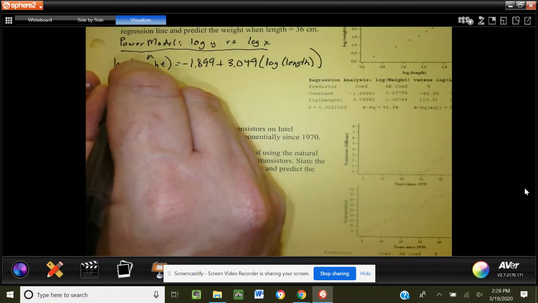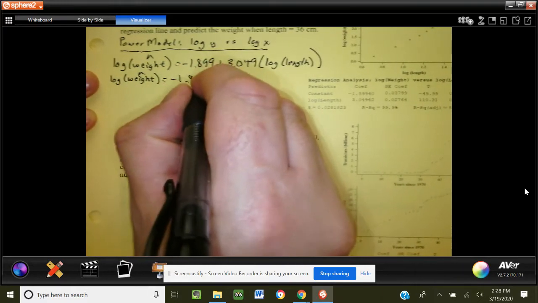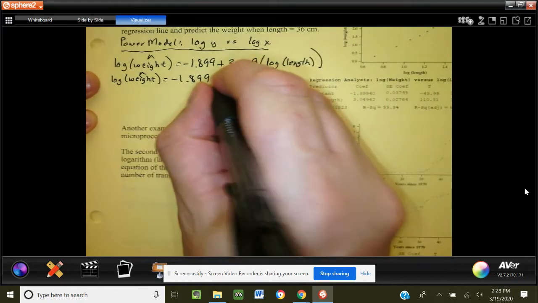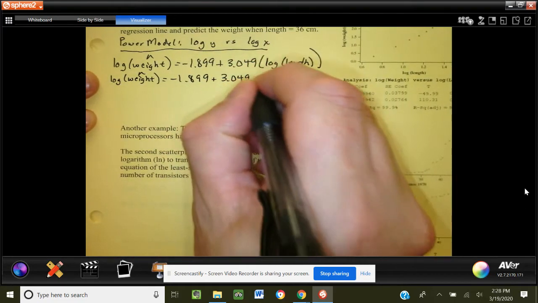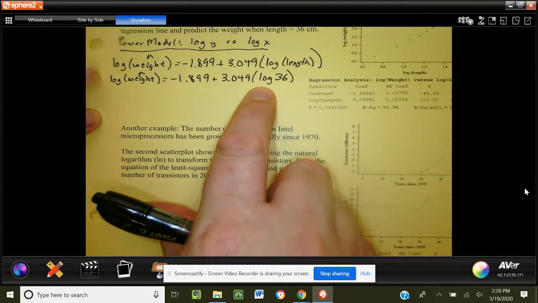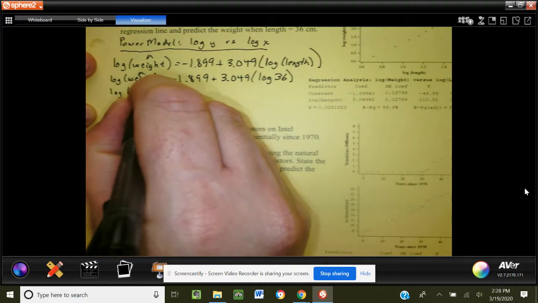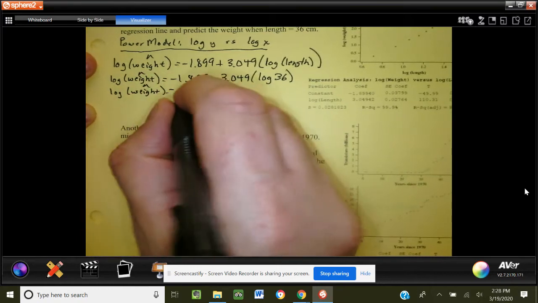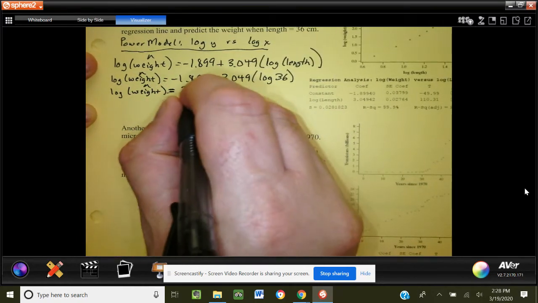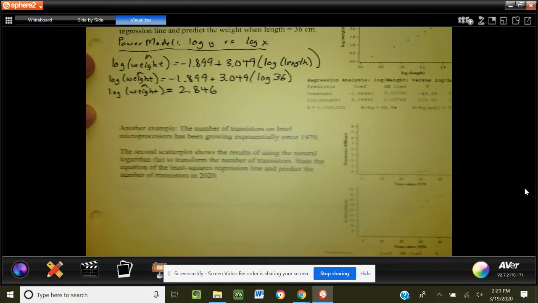All right. So here we would just be plugging 36 centimeters once again in for x. So this is going to be log of 36. Again, you could use ln on both sides. It's just as long as you're using the same log base. Okay. All right, if you do the math, the log of the predicted weight is equal to, this is about 2.846. Okay.